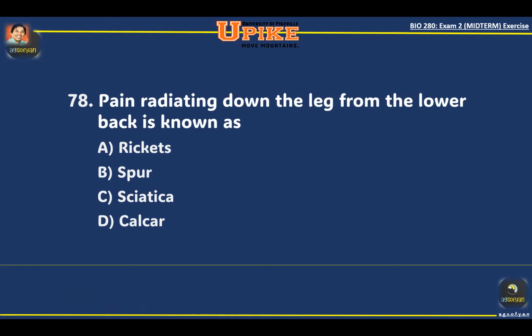Pain radiating down the leg from the lower back is known as, this is what we call sciatica. This is pain that goes down from our back to our legs. It's very painful.